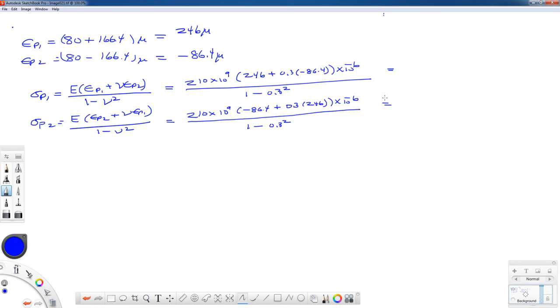Okay, so for the first one, I got 50.79 or 50.8 megapascals. And let's do the next calculation. 210 gigapascals. Then I have negative 86.4 plus 0.3 times 246. And I need to account for my microstrain units, and then divide that by 1 minus 0.3 squared. And I got a pretty small number this time. I got minus 2.91.